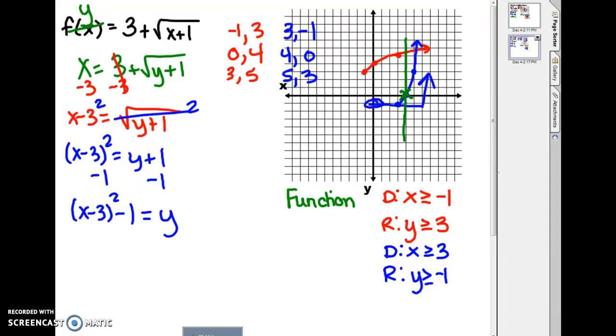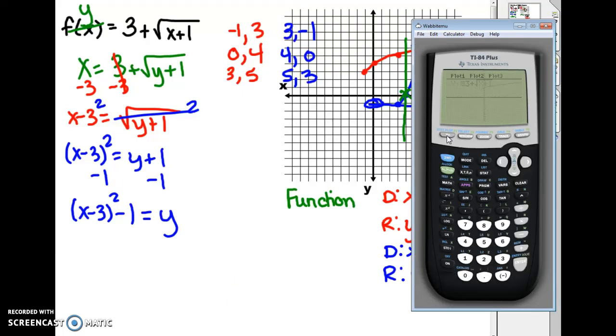Alright, to check it, I'm going to kind of check this in the calculator because I've got a couple minutes left. I'm going to grab the calculator, go to y equals, and I'm going to do parentheses x minus 3, oops, clear it out first, sorry, x minus 3 squared minus 1. Okay, and I'm going to graph it.